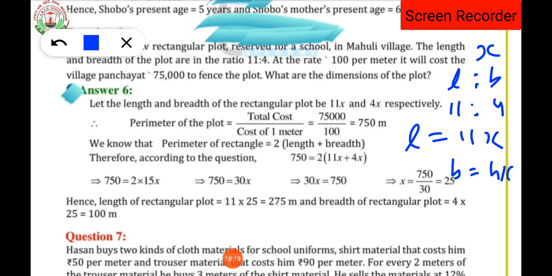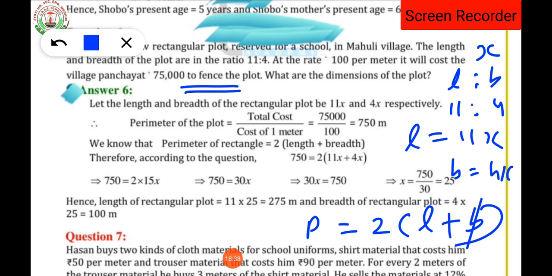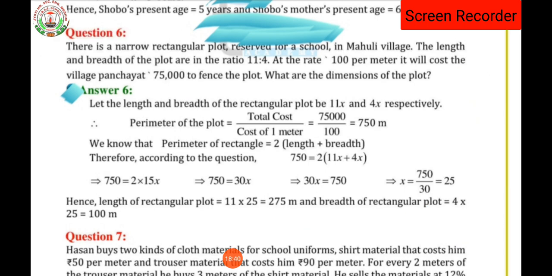Clear? Now you know what the perimeter formula is. Why are we using the perimeter formula? Because here the word fence has come. Fence means boundary. Boundary means outer side, perimeter, isn't it? So 2 into (L plus B) is the formula we are going to use over here. Clear everyone? Now using the formula we are going to calculate this.